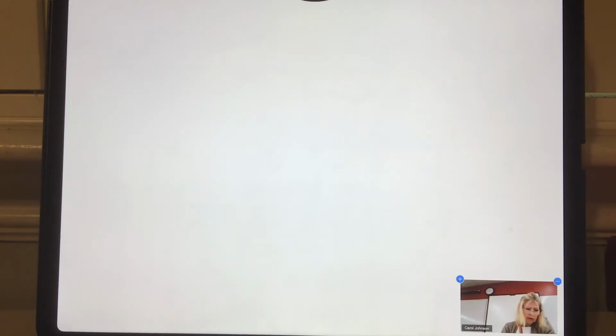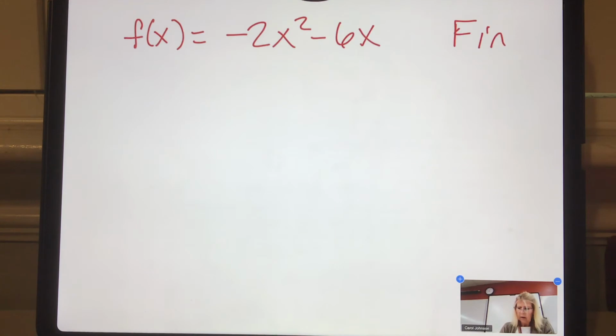All right. This is yours. I want you to try this. The equation is f of x equals negative 2x squared minus 6x. And I want you to find the roots. It's on you, and we'll come back. So go ahead and give it a shot.